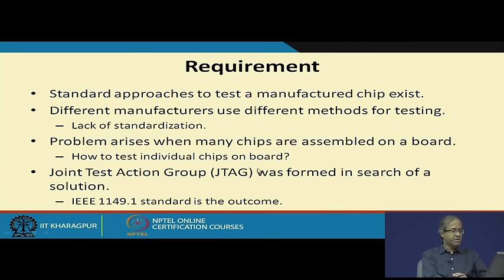So, what was done is that there was an action group called Joint Test Action Group, JTAG, which is the short form of it, formed, comprising several of the leading semiconductor manufacturers and academicians, and finally a standard called IEEE 1149.1, which is sometimes also called the boundary scan standard, emerged. Now, it became so popular that nowadays most people call it the JTAG standard, JTAG port. That is a noun being used by many designers and users today. It has become so popular.